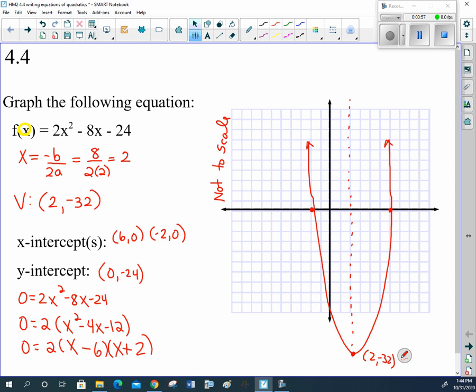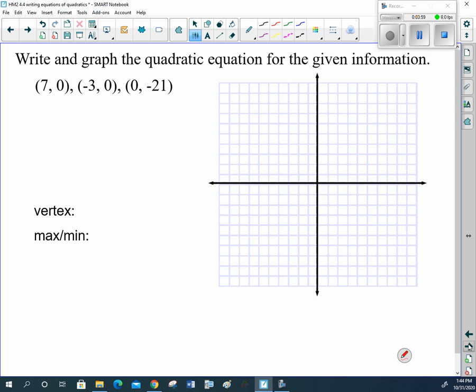So that one's a little bit of review. This new one is new material. So if you look closely, all I've given you are 3 points. And looking at the 3 points, it looks like these 2 points are x-intercepts, and this point is a y-intercept.